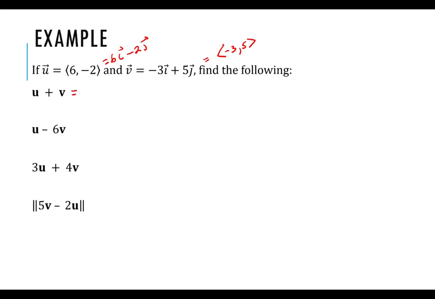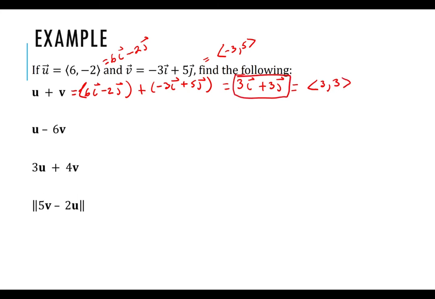then you just treat it algebraically where i and j are different variables, and then everything works out like it's supposed to. And so u plus v would be 6i hat minus 2j hat plus negative 3i hat plus 5j hat. Then we just combine like terms. The coefficients of i hat, 6 minus 3, is 3i hat, and minus 2j plus 5j is plus 3j hat, which of course in component form could be written as 3, 3.